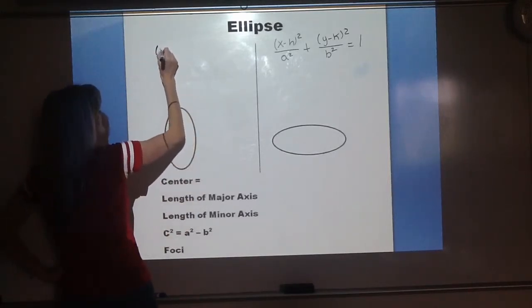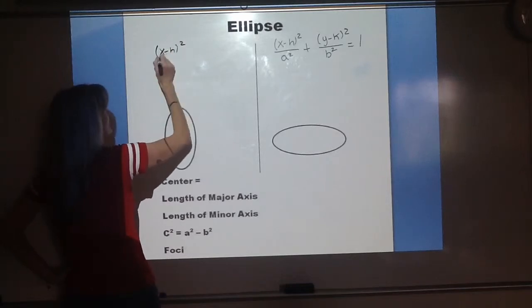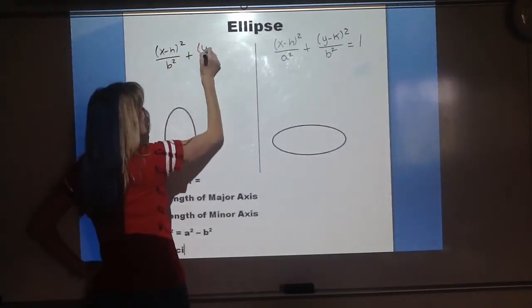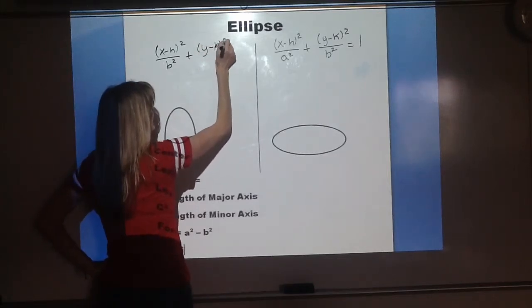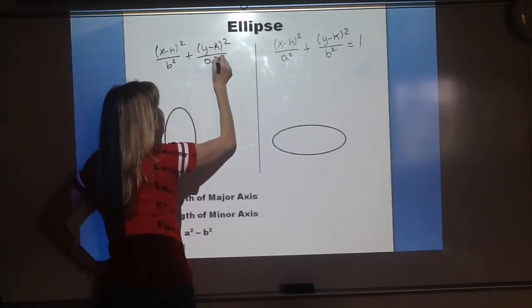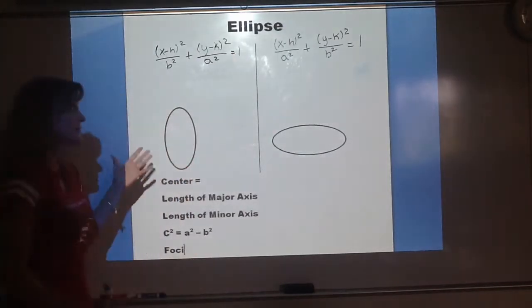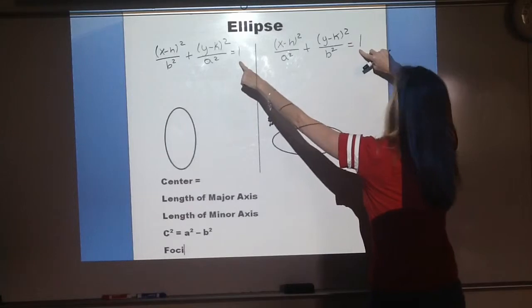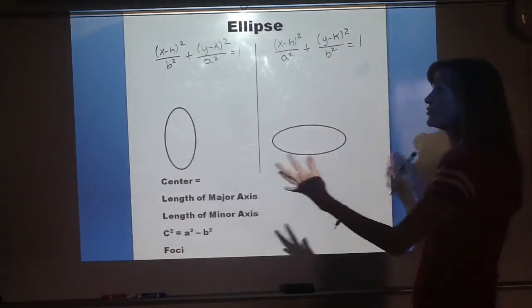So its formula is (x minus h) squared over b squared plus (y minus k) squared over a squared equals 1. And the other really important thing is that you need to notice that they have to be equal to 1. If they're not equal to 1, then we'll have to fix that.